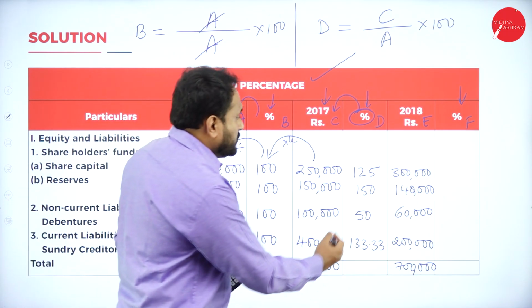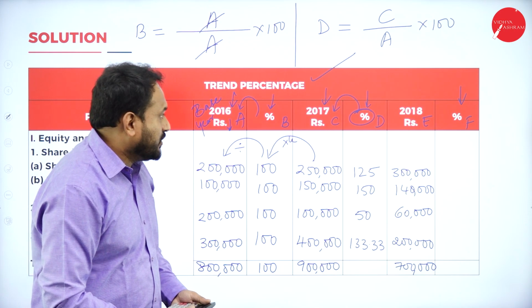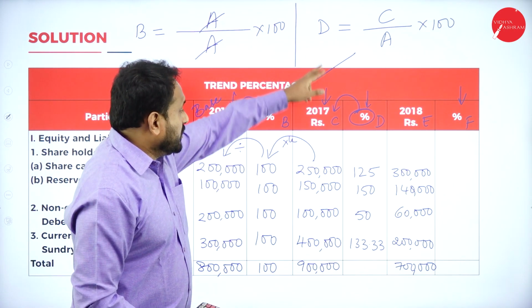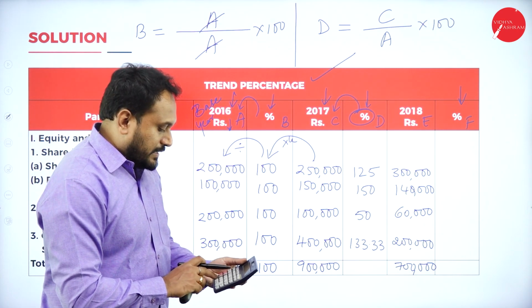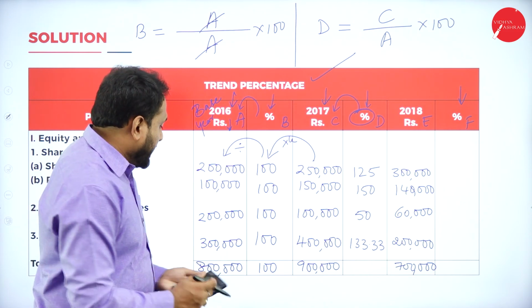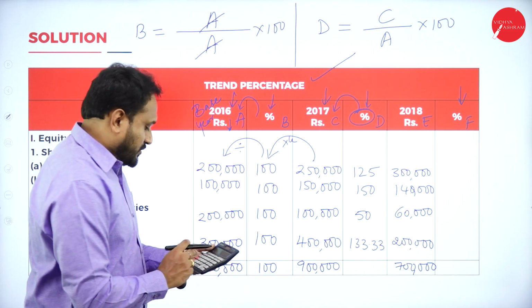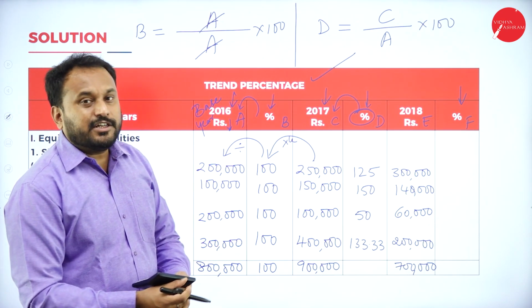133.33. Now please do not add everything and write it here. You're not supposed to do that. How is that? You will actually go with D. D is equal to what? C. What is the C here? 9 lakh. 9 lakh into 100 divided by, what is the A base here? 8 lakh. So we'll go with 8 lakh is equal to 112.5.